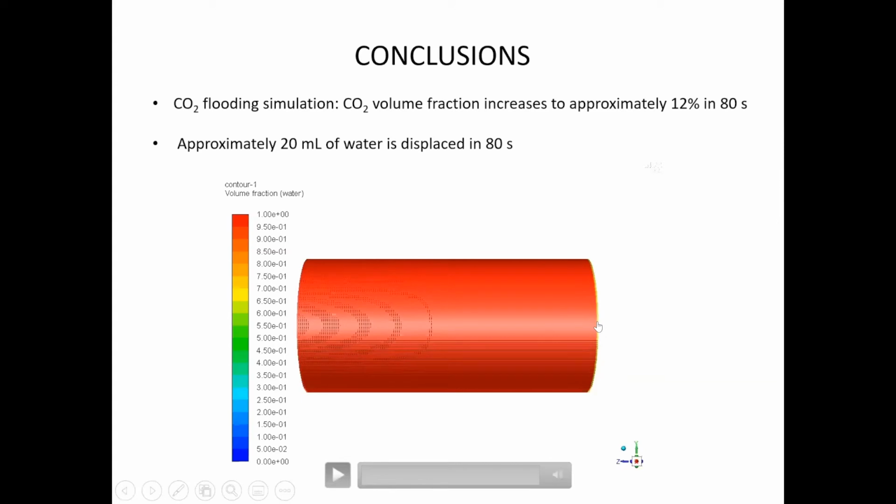If you pay attention to the right side of this sample, this is where I'm injecting carbon dioxide, okay? This is all red initially, which means that I have water inside of this sample. And if I start the simulation here, and if you pay attention towards the right side, you would see carbon dioxide being injected and water being displaced. So you would see water being displaced gradually. So the volume fraction of water is gradually reducing.